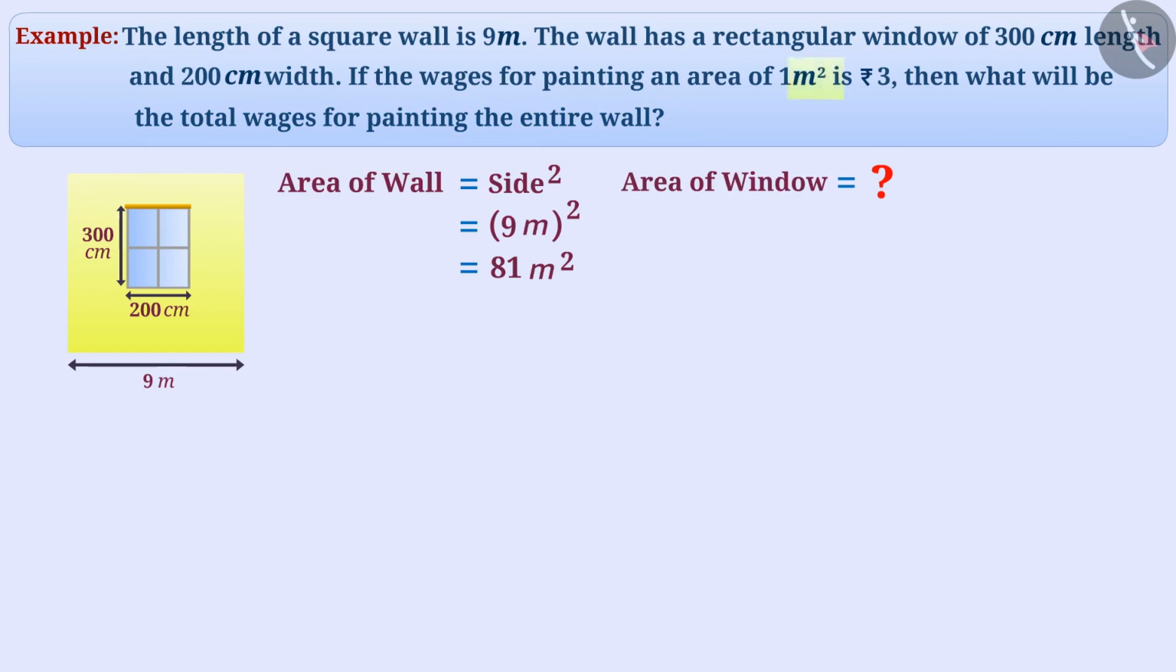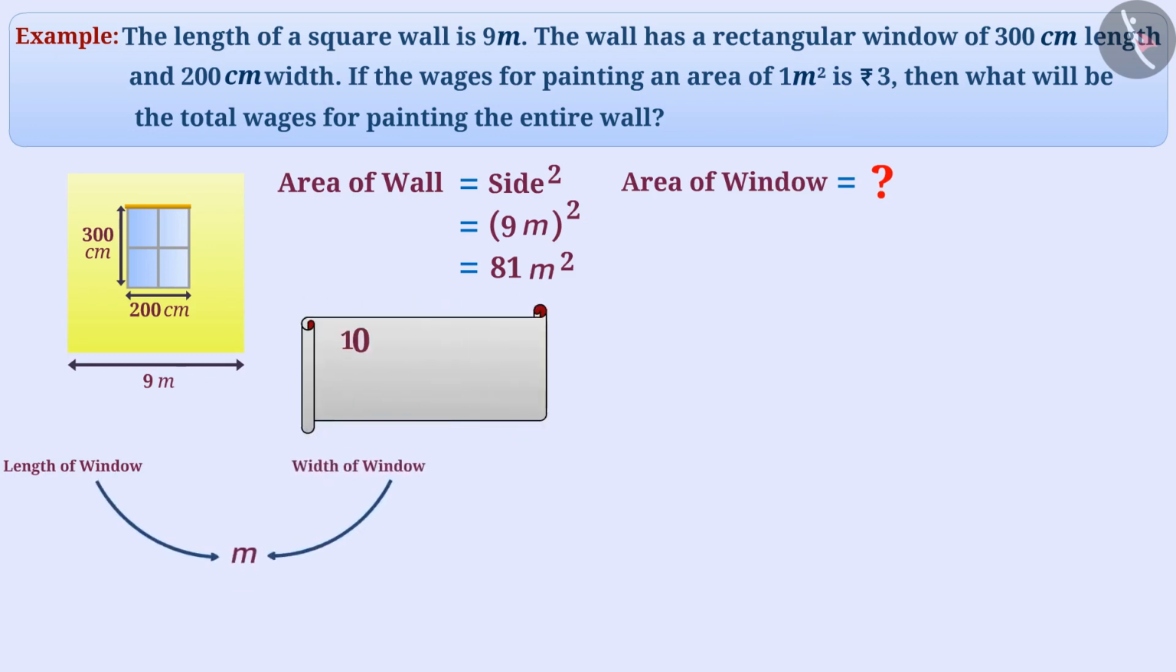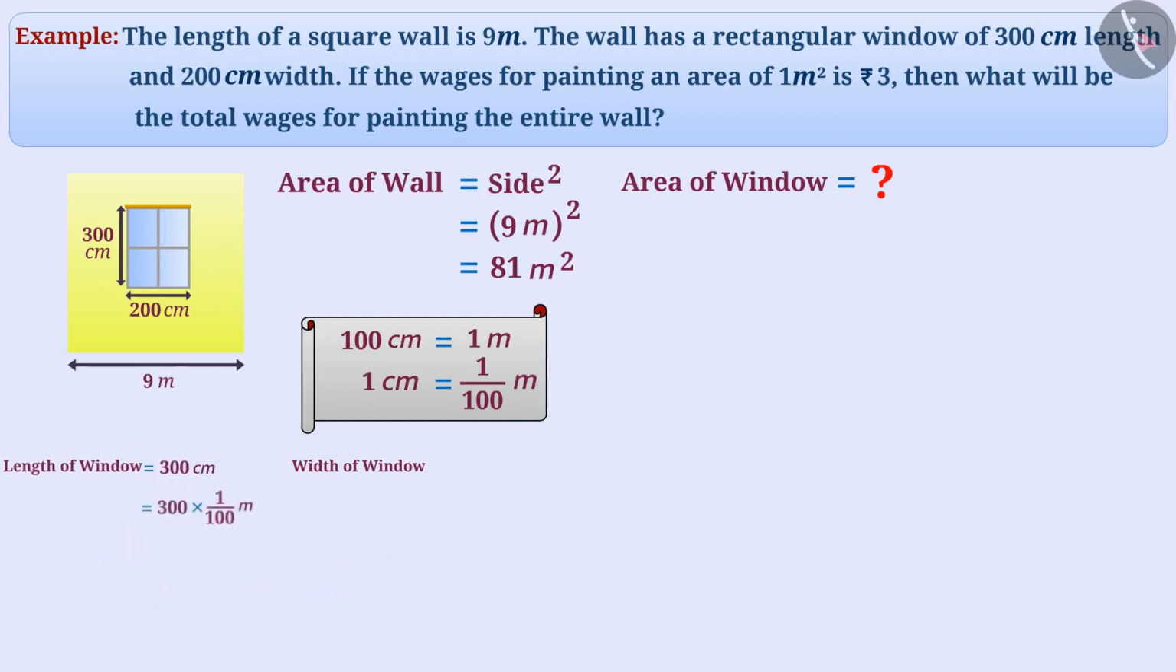Since we want the result in square meter, we will convert the length and width of the window into meter. Since 100 centimeter is equal to 1 meter, therefore 1 centimeter is equal to 1 by 100 meters. In this way, the length of the window will be 300 centimeter is equal to 3 meter and the width of the window will be 200 centimeter is equal to 2 meter.